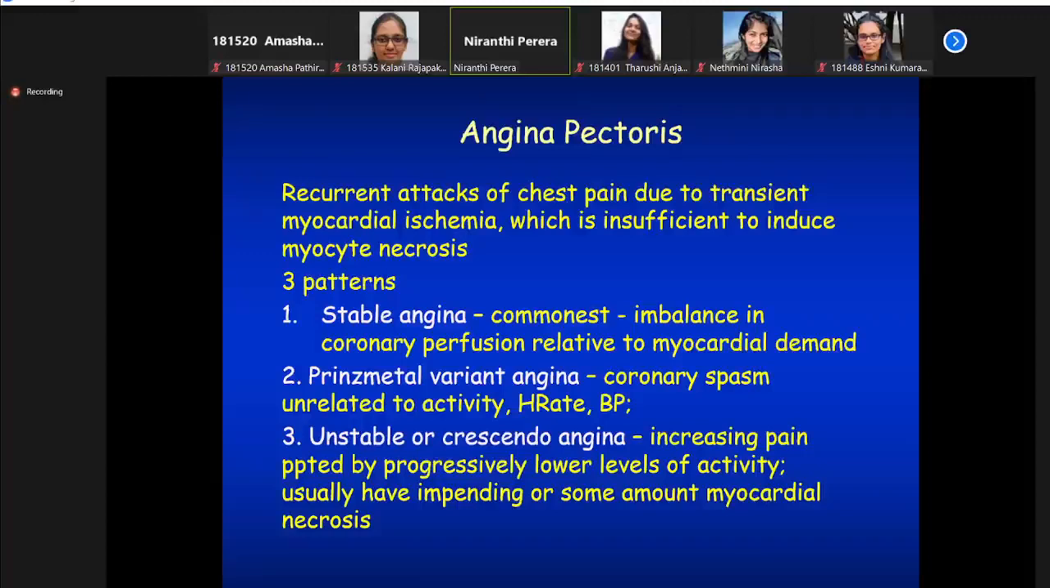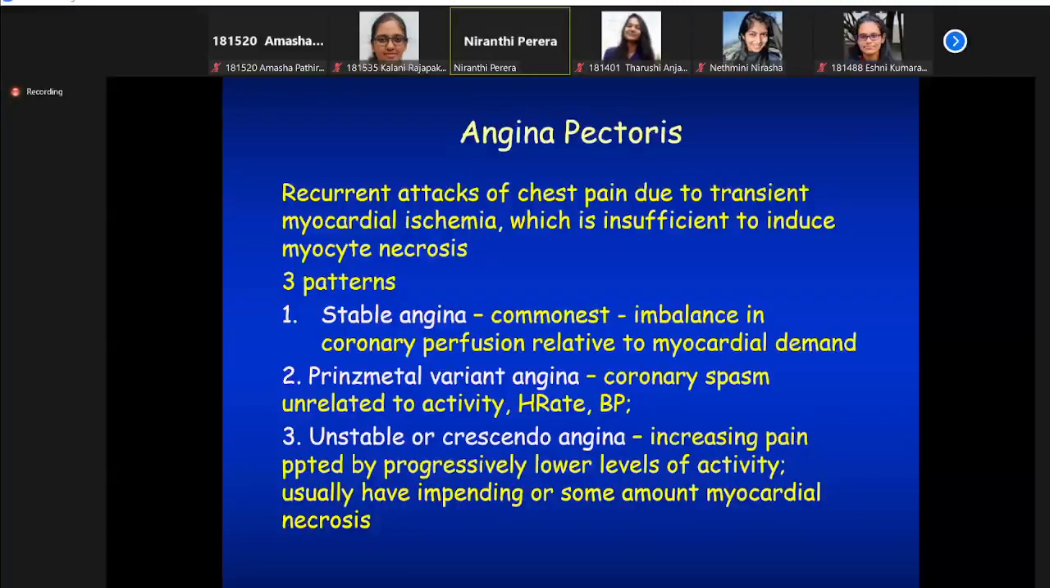It's an imbalance in coronary perfusion. Prinzmetal variant angina is where there is coronary spasm unrelated to activity, heart rate and blood pressure. And unstable or crescendo angina is where there is increasing pain which is precipitated by progressively lower levels of activity, and they have some amount of myocardial damage.